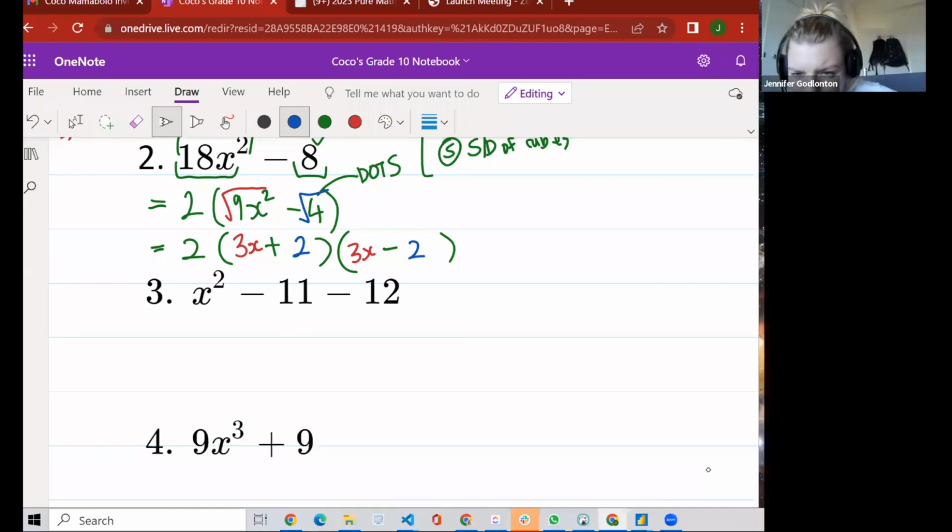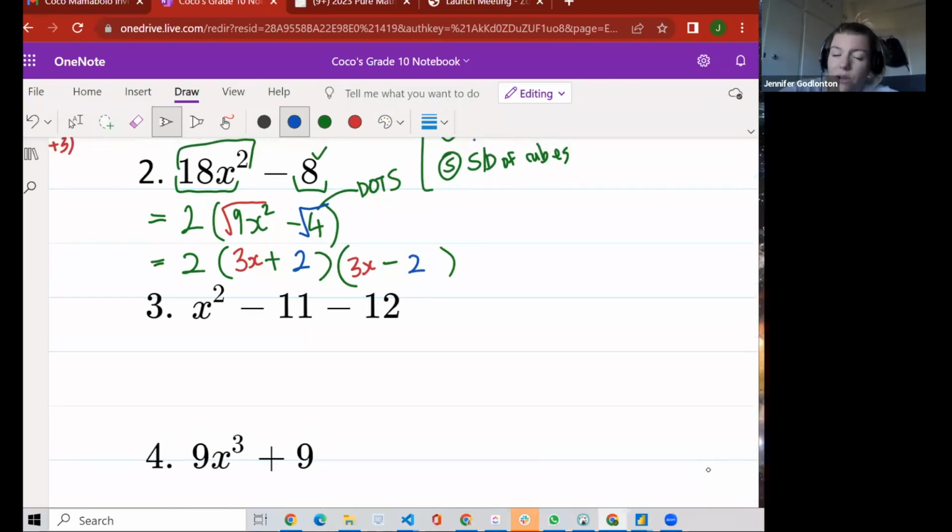Your answer was 2x cubed, 9 minus 4. Okay, so the problem with that answer is that we can't take out x cubed or x squared because there aren't any x's in our second term. Because there aren't any x's there, we can't take it out as the highest common factor. We can only do that if there were x's in both of them.